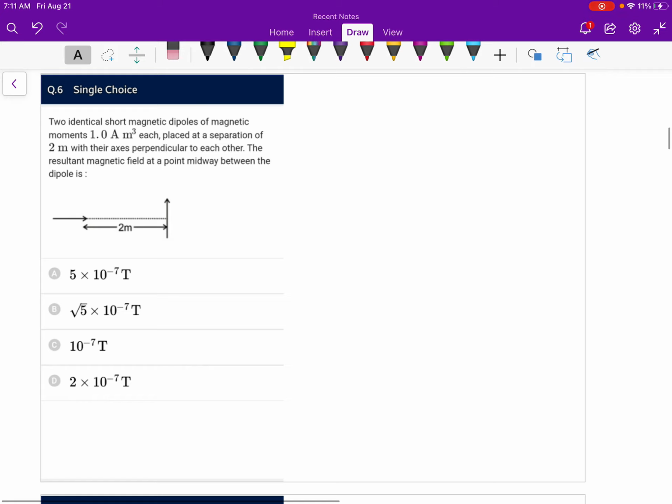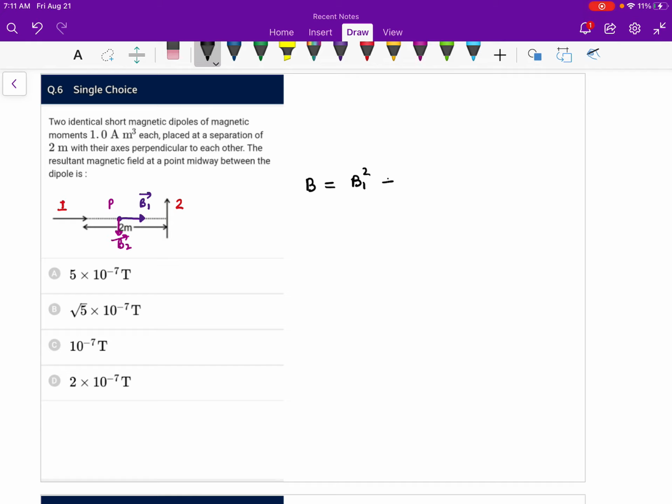Two identical short magnetic dipoles. So the resultant magnetic field at point midway between the dipoles. Okay, so this is the first dipole and this is the second dipole. So magnetic field due to the first dipole is along the axial position, along the axis. So this is B1, and for the second dipole, point P is equatorial position. So field is opposite to magnetic moment. So this is B2.